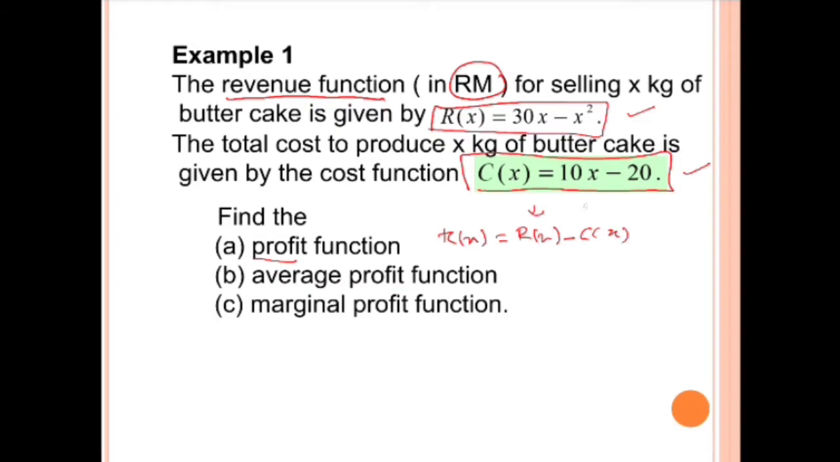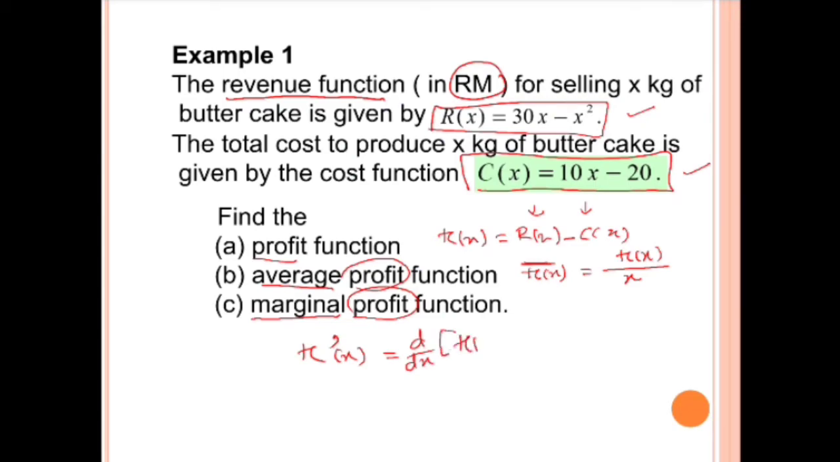Pendapatan tolak cost. Next, average profit function. There's the word average, so there's a bar there. And what's the function that we want to average? It's the profit function, so it's pi x. So if there's a bar here, that means that's the division, divide with x. What's the function that we want to divide with x? It's the profit function. Next, we have the word marginal. Marginal is the prime. What's the function to prime? It's the profit function, referred to as pi x. And when there's a prime, that means we have to differentiate that function pi x.